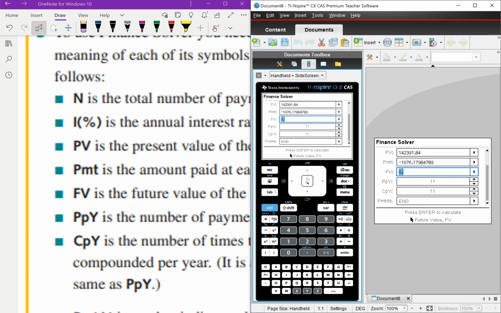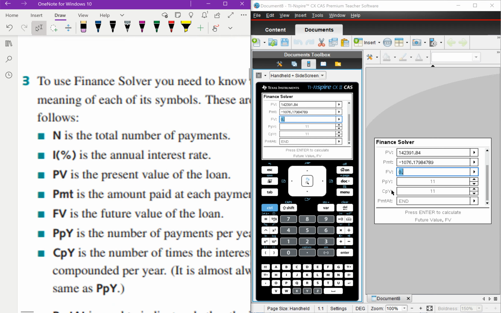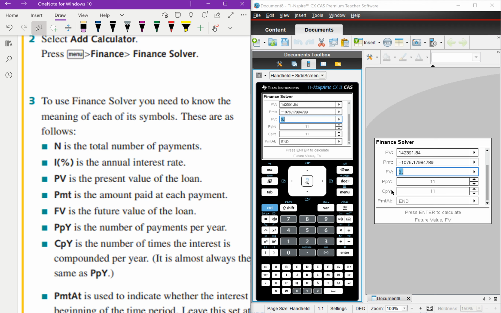Now, what do PV, PMT, FV, PPY, and CPY stand for? I know, there's a lot of terms here. On your page, on OneNote, which is actually from your textbook as well, I've got the definitions for you. N is the total number of payments. Another way of thinking about it is how many compoundings you do. So for example, if I said I'm compounding monthly, then you would expect that you're going to pay me back 12 times in a year. If I told you that you're borrowing the loan for 2 years, compounding monthly, then N will be 24. So that's what N stands for.